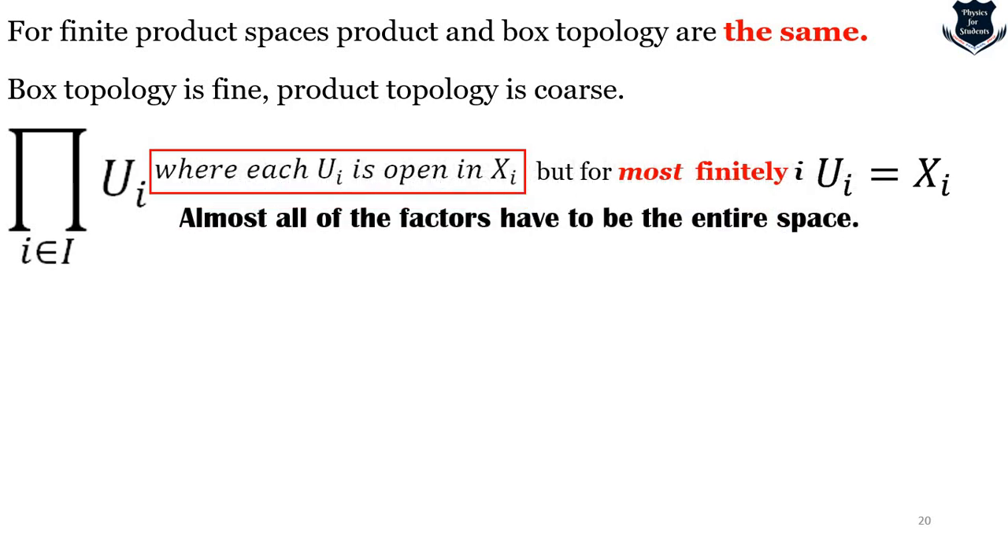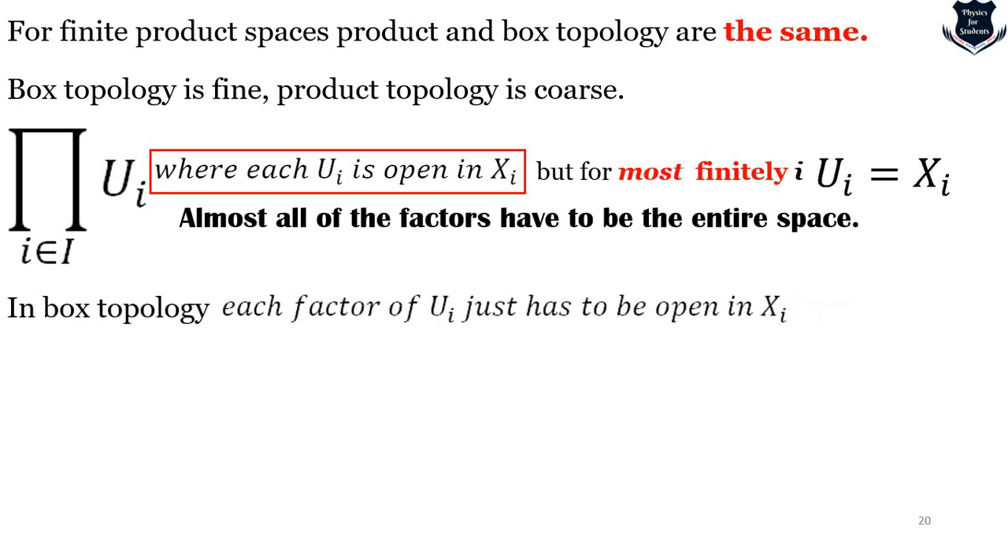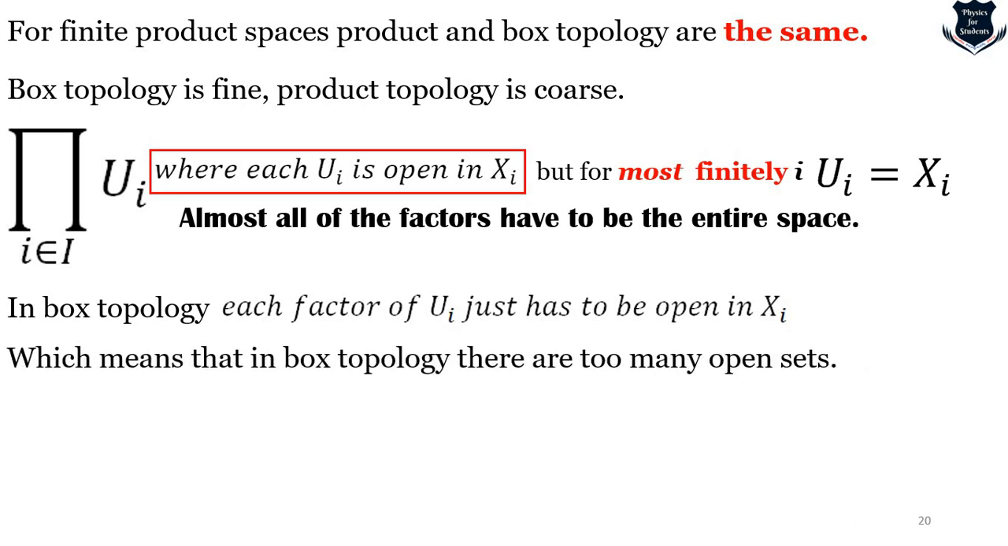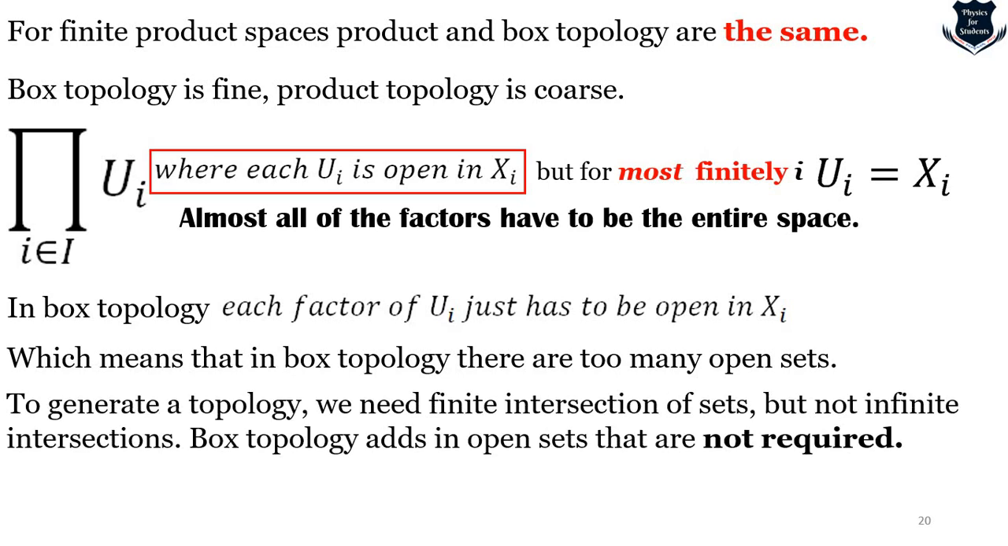So as you have seen, that I have written that in other words, we can tell almost all the factors have to be integrated into an entire space. So in the box topology, each factor U sub i has just to be open in X sub i, which means that in box topology there are too many sets, right? And to generate a topology, we need a finite intersection of sets, but not infinite intersection. So box topology adds open sets that are not required in this context.